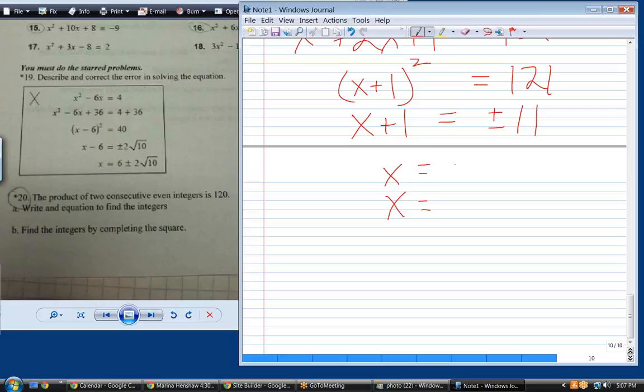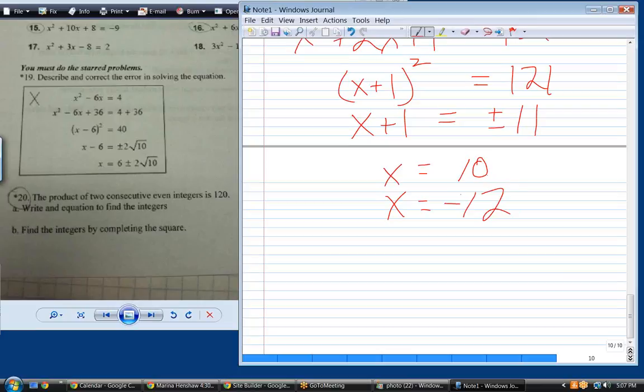12. Well, and 10, negative 10. 11 minus 1, so that's 10. Oh yeah, sorry, minus 1, and then minus 11 minus 1, which is minus 12.